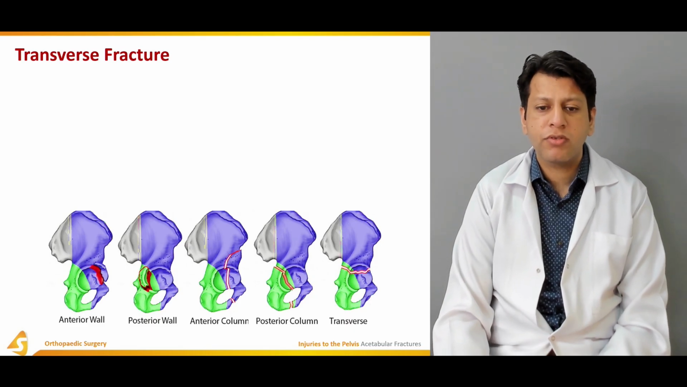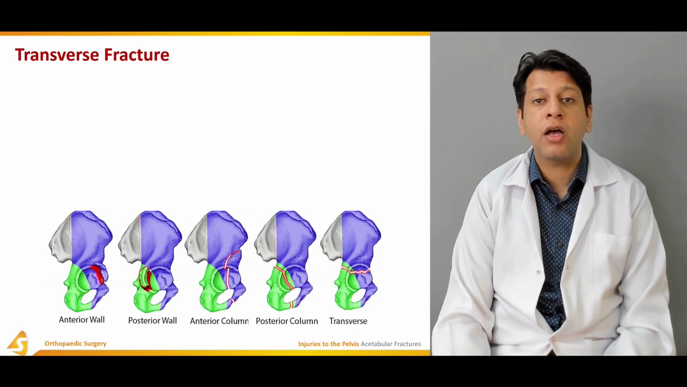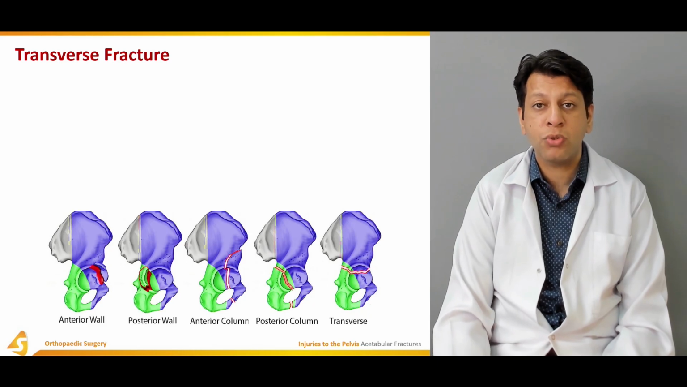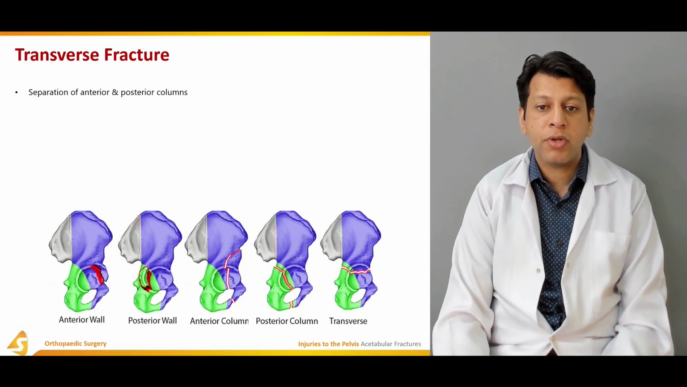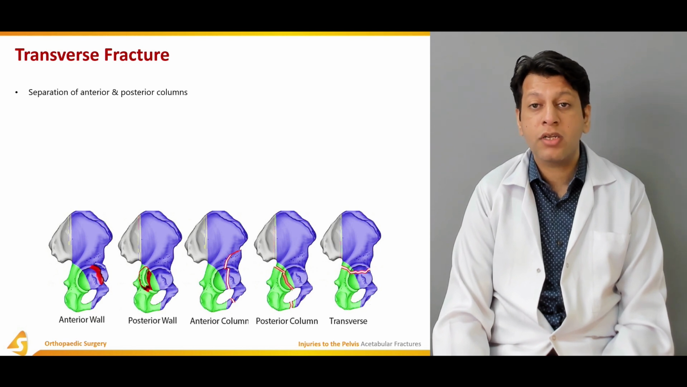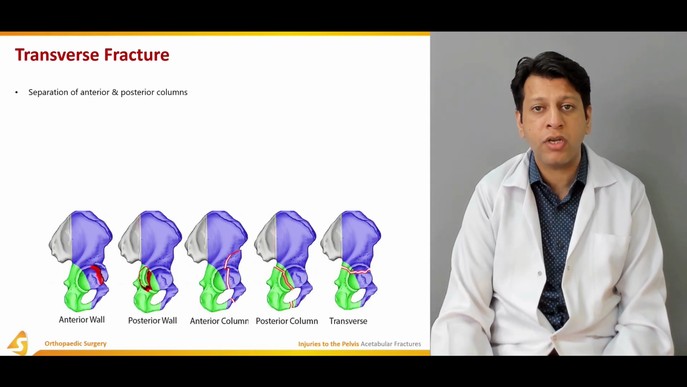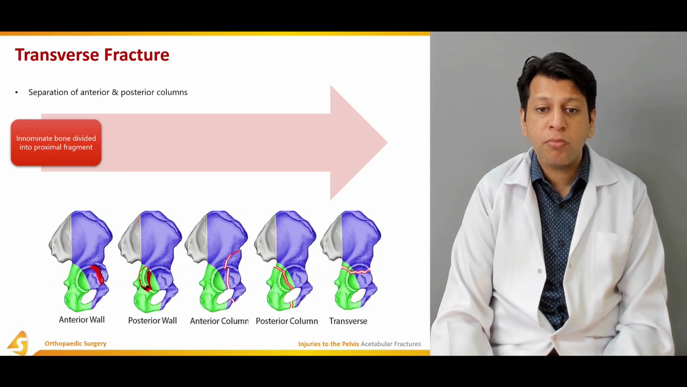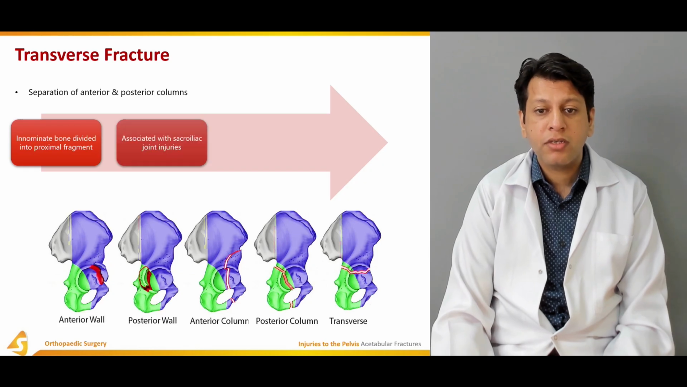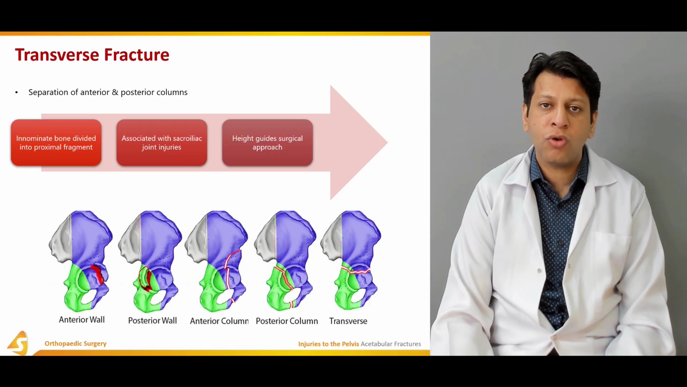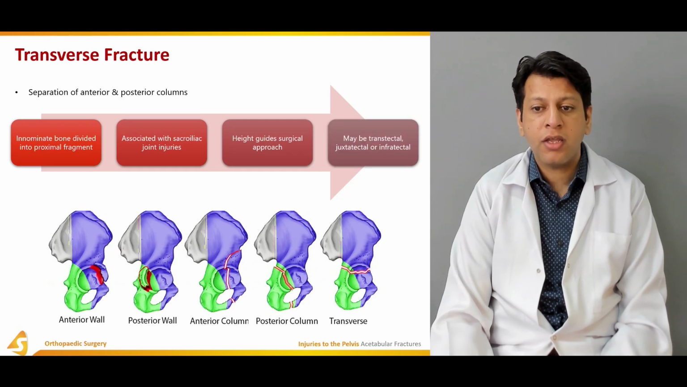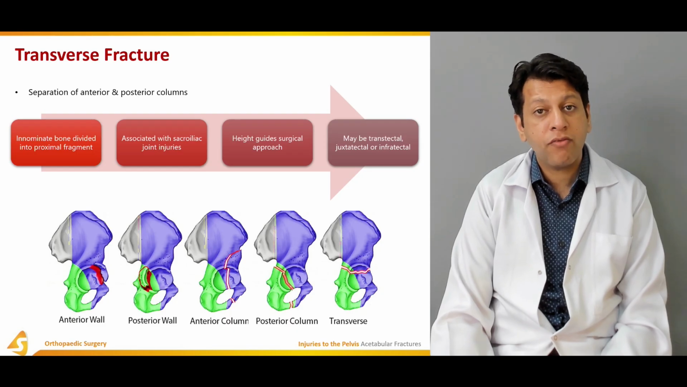Now coming to the transverse fracture, as I told you, this is one of the elementary fractures as given by the Judet and Letournel classification. It is the separation of the anterior and posterior column. The fracture line starts anteriorly and goes all the way through the acetabular roof into the posterior column. The innominate bone is divided into a proximal fragment and a distal fragment, associated with sacroiliac joint injuries. The height guides the treatment, that is, whether it is a low transverse or high transverse type, or a T-type fracture or not. It may be transtectal, juxtatectal, or infratectal.